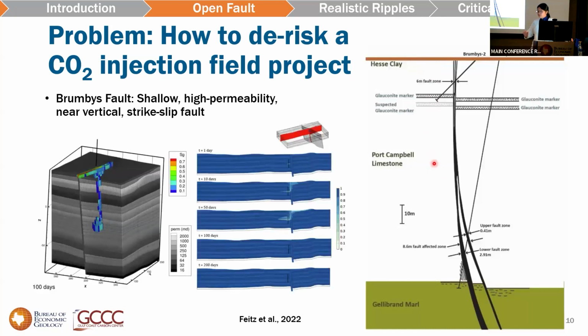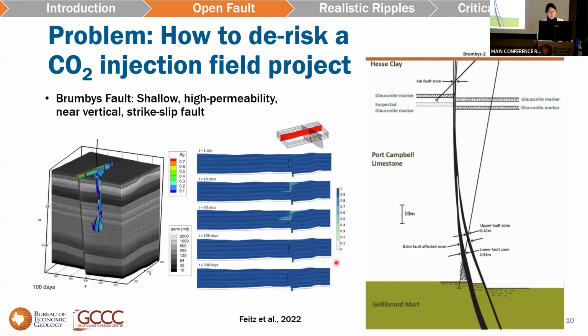So in order to ensure the success of this project, the Australian teams have conducted field-scale simulations, as you can see here, because it's very important for them that the injected CO2 from the well actually migrate into this fault, because if it doesn't, then all of their deployed monitoring devices will not be able to detect the plume.